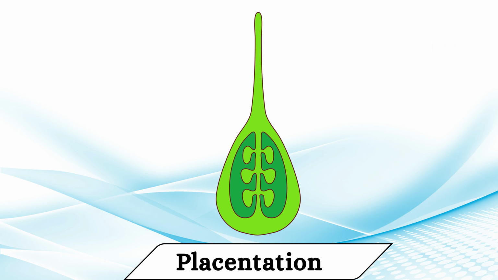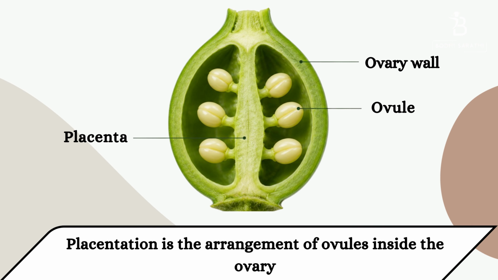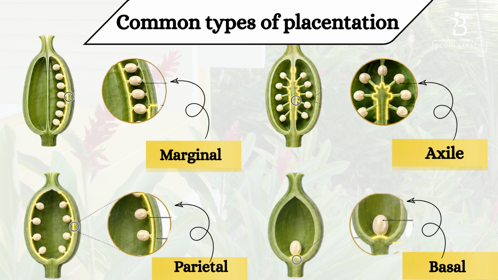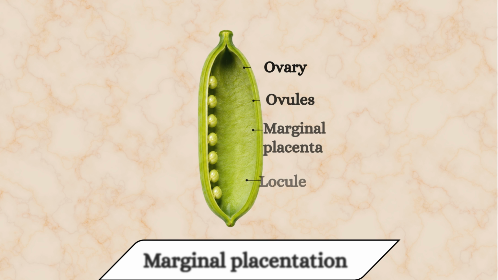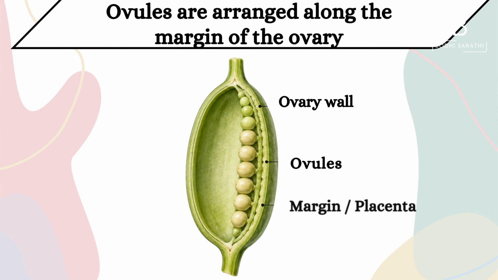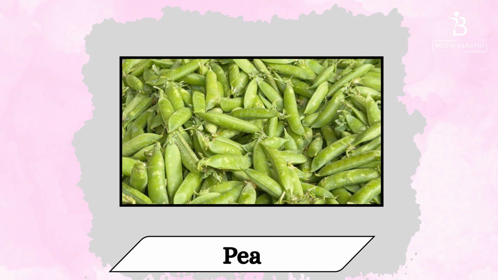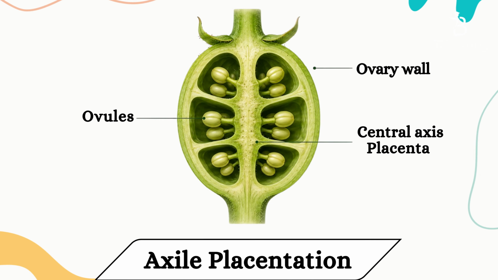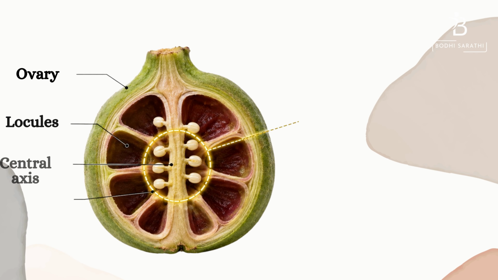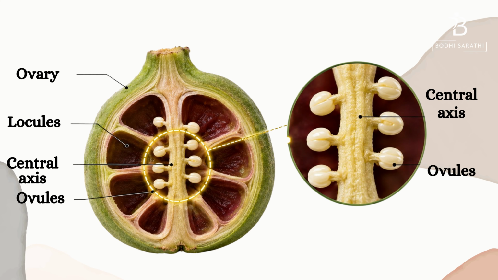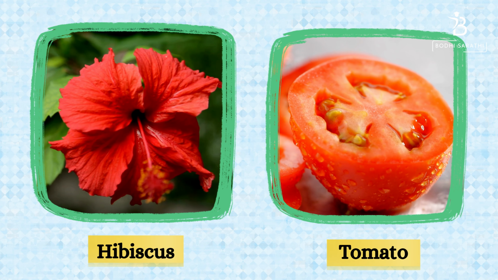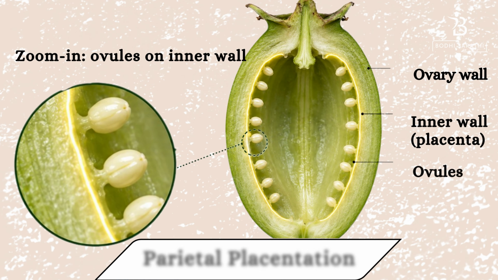Placentation. Placentation is the arrangement of ovules inside the ovary. Common types of placentation. Marginal placentation. Ovules are arranged along the margin of the ovary. Example, pea. Axial placentation. Ovules are attached to the central axis of the ovary. Examples, hibiscus and tomato. Parietal placentation.